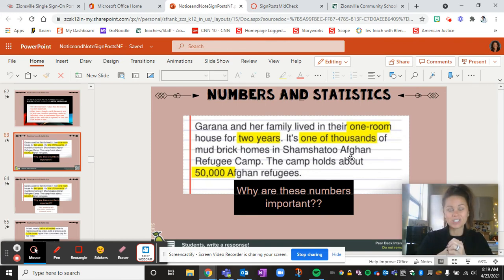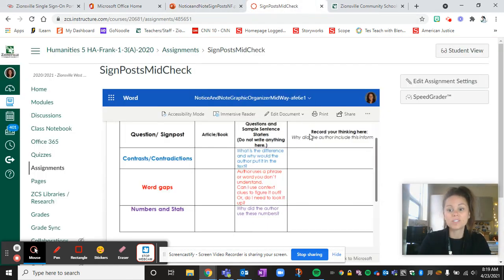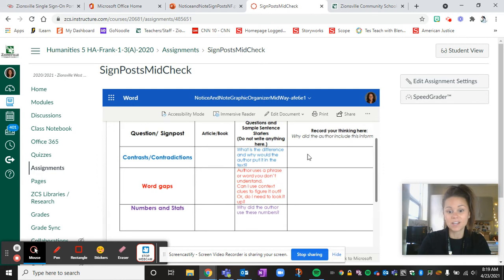So today is just our time, a mid check for me to see, okay, how are we doing? I'm just gauging to see if we understand the signposts before I move on to the next two. So when you are done completing this, and again, there are only 3. The reason why I'm not having you look for so many is I'm not looking for how many you can do. I'm looking at how well you can get them done.